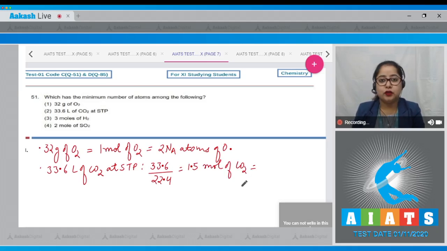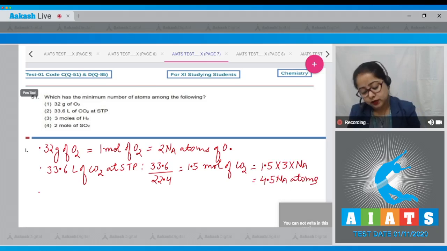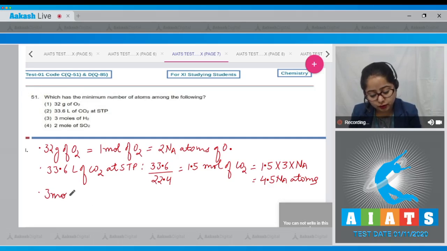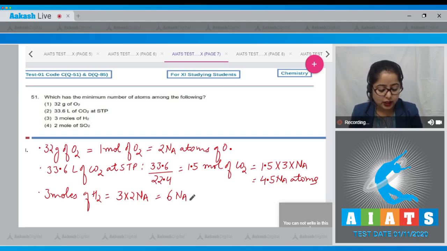So we can calculate the number of atoms, which is equal to 1.5 multiplied by 3, because one molecule has 3 atoms, multiplied by Na, which is equal to 4.5 Na atoms. Now student, moving to option number 3. 3 moles of H2, we can directly calculate the number of atoms, which is equal to 3 into 2 Na atoms of hydrogen, which is 6 Na atoms.